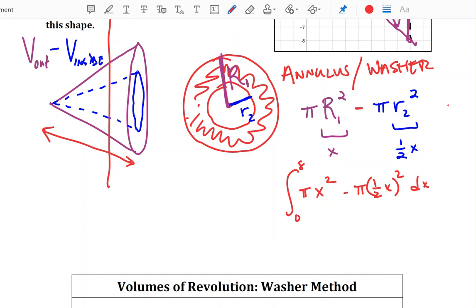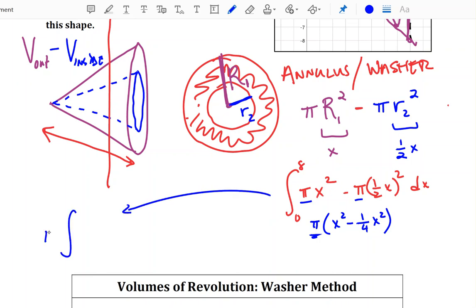It might be worthwhile to simplify these. So one thing you might notice is that there's a pi on both of these. And so this could be rewritten as pi times x squared minus, let's go ahead and square the 1/2 x, 1/4 x squared. And this pi, since it's just a coefficient, we could pull that out in front. And so let's rewrite this equation over here as pi times the definite integral from 0 to 8 of the difference between our two radii, 3/4 x squared. And now we can just solve the definite integral from here.